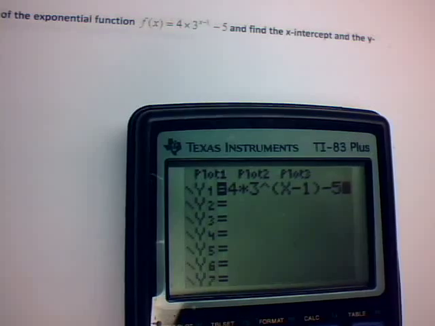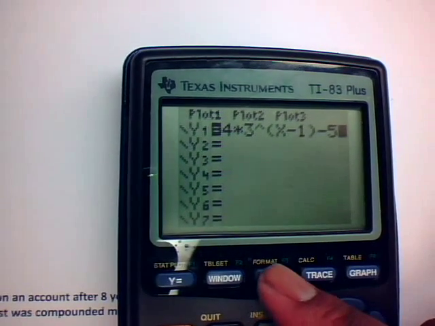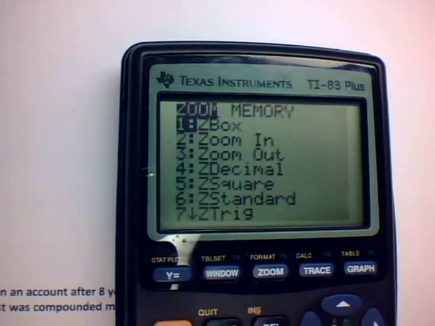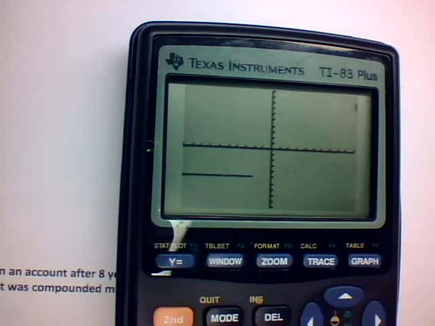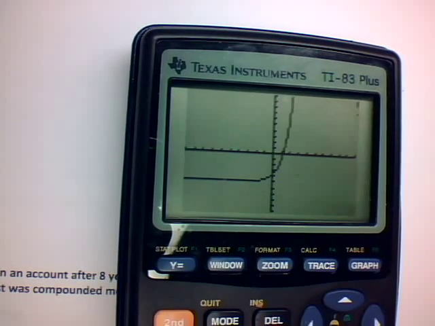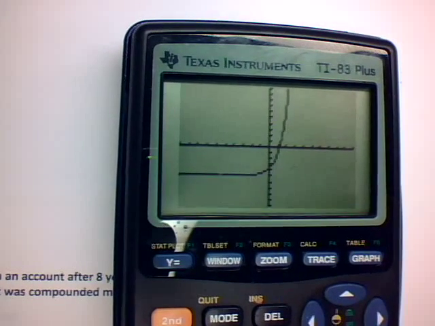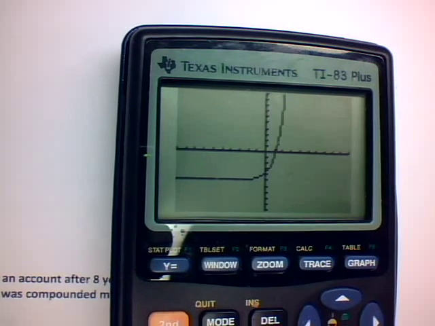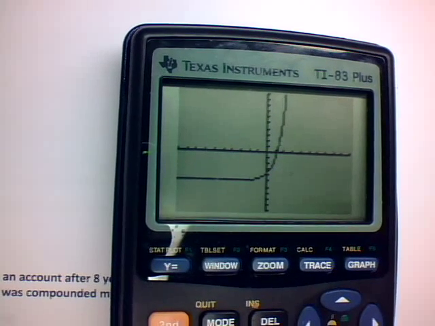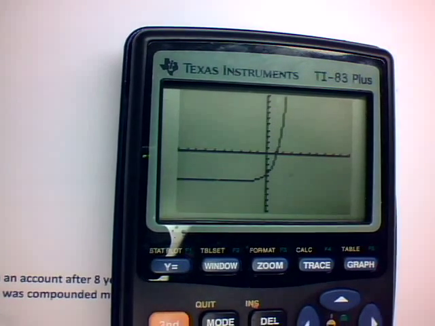minus 5. And then to do the graph, to be on the safe side, I'm going to press zoom and then select number 6, because what zoom 6 does, it gives you the standard window. So here, this is what the graph of f of x is equal to 4 times 3 to the x minus 1, then minus 5 looks like. Now from this, we want to find the x-intercept and the y-intercept.